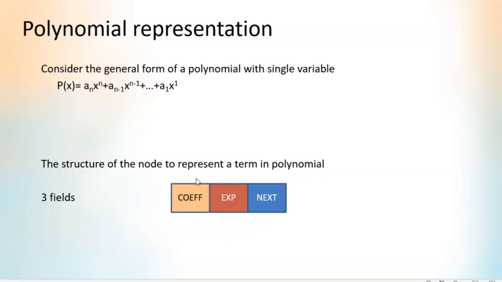So if you are representing each term of a polynomial as nodes in a linked list, each node will be having three fields like this. The first one is a coefficient field, second one is an exponent field, and third one is a next field. This next field is used to point to the next term in the polynomial.